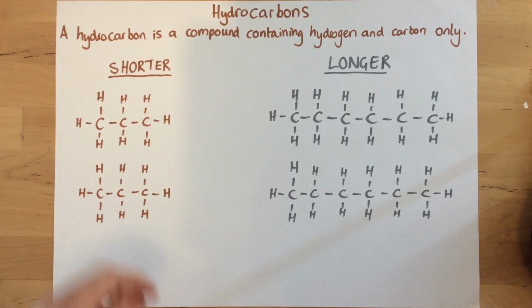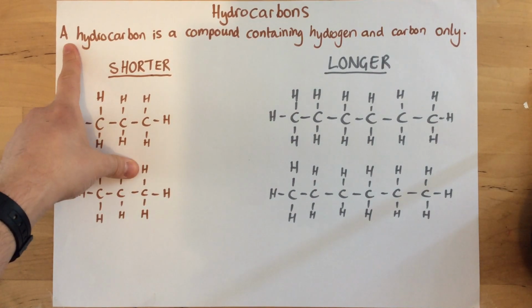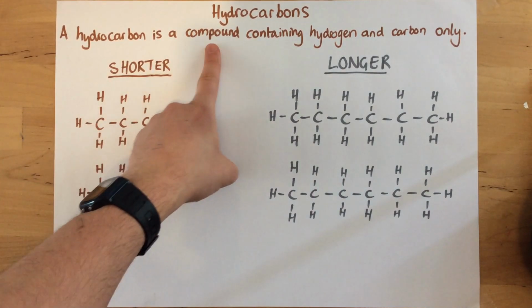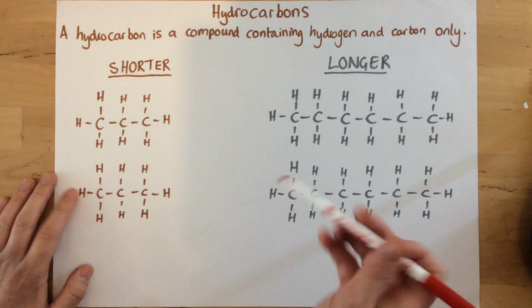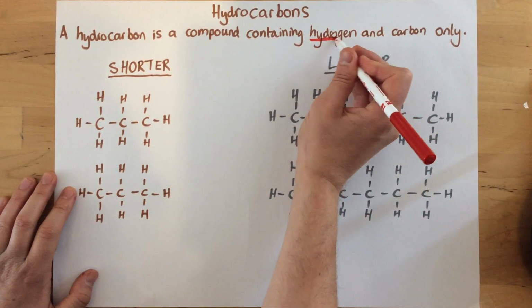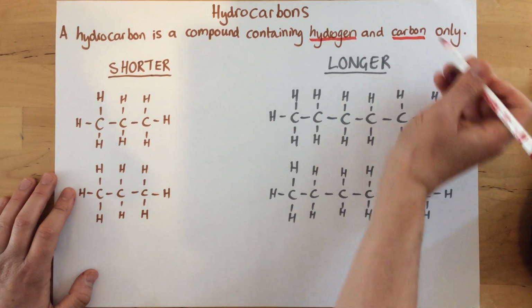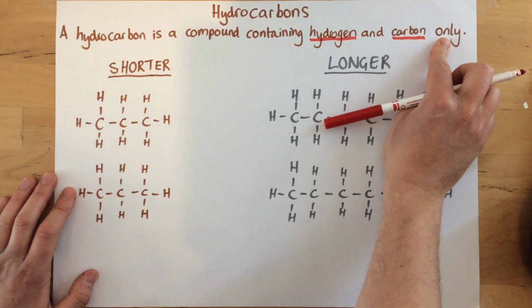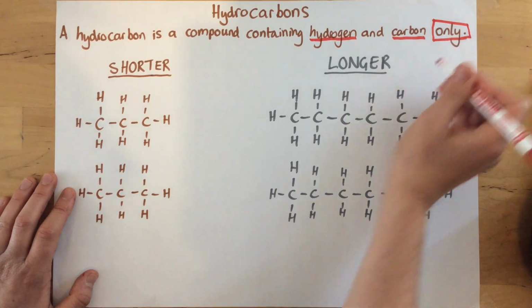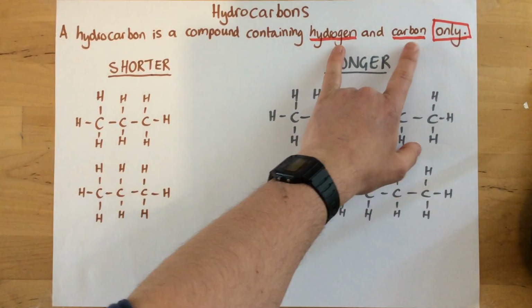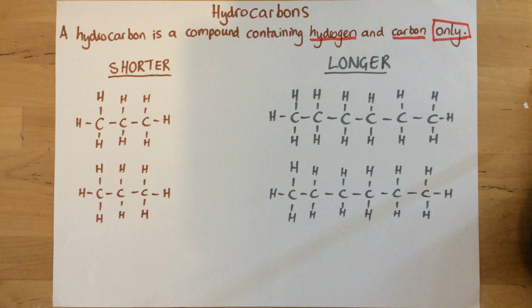So first of all, we're going to have a look at the definition of a hydrocarbon, which is this. A hydrocarbon is a compound containing hydrogen and carbon only. So this is why they're called hydrocarbons, because they contain hydrogen and carbon. The really important word to make sure you include in the definition is "only". There are no other elements included in a hydrocarbon, only hydrogen and carbon.